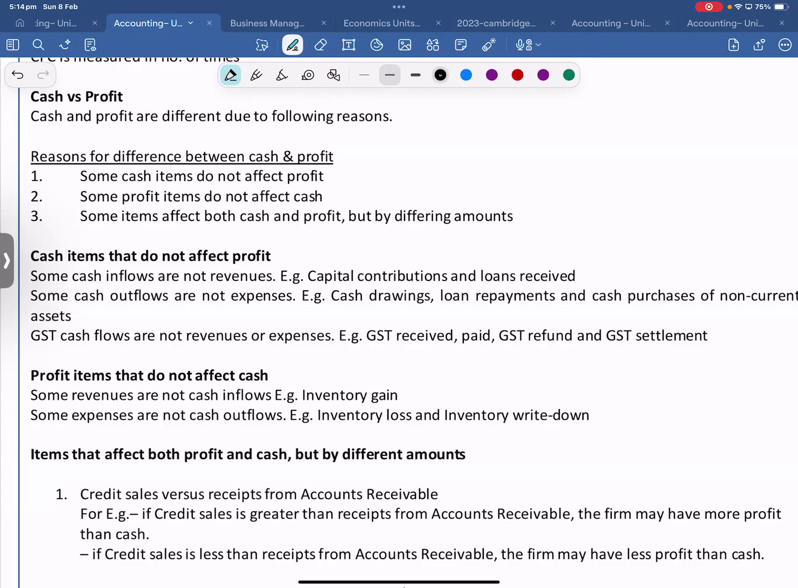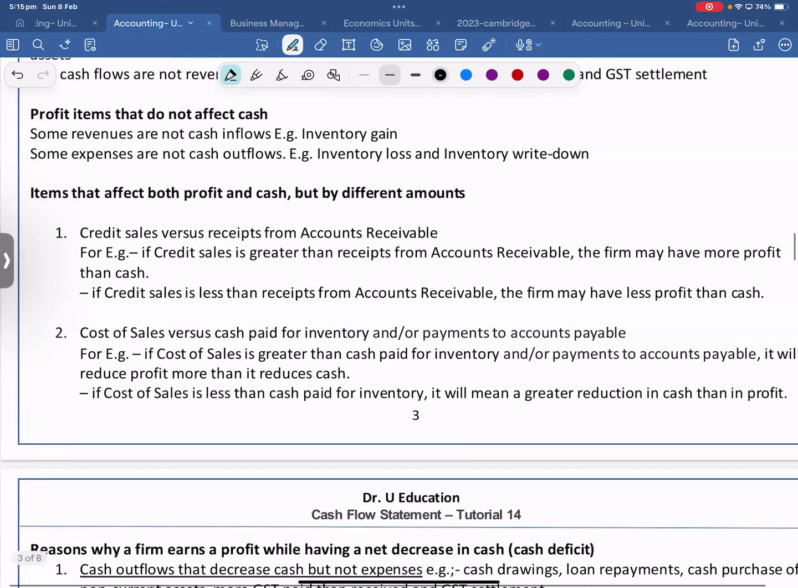The other one is, guys, there are some profit items that don't affect cash. Like what? Discount, inventory gain, inventory loss, depreciation, inventory write down, fixed asset. And then the other one is items that affect both cash and profit, but by different amounts.